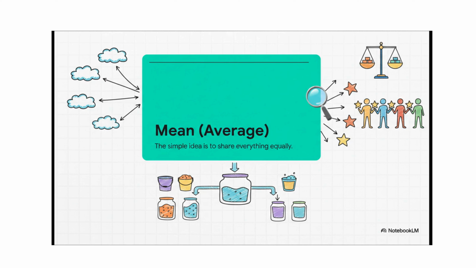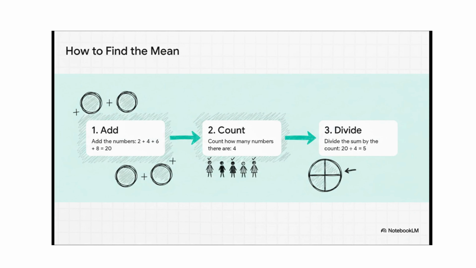The absolute easiest way to think about it is like you're sharing something. Imagine you take all the values, throw them into one big pot, and then hand them out so that everyone gets the exact same amount. That amount everyone ends up with? Yep, that's the mean. And calculating it is a super simple 3-step process.